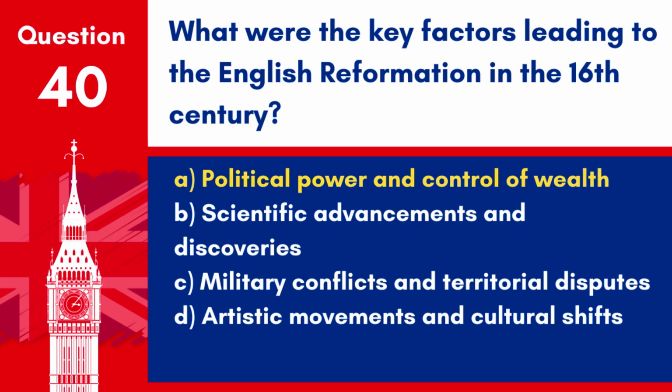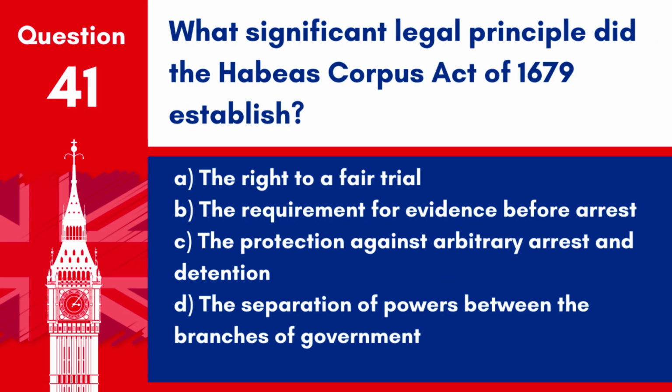Answer: A. Political power and control of wealth. The key factors leading to the English Reformation included the desire for political power and control over wealth that was traditionally held by the Catholic Church. Question 41. What significant legal principle did the Habeas Corpus Act of 1679 establish?